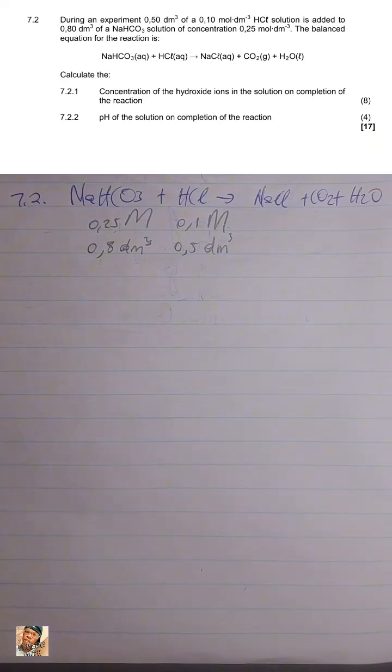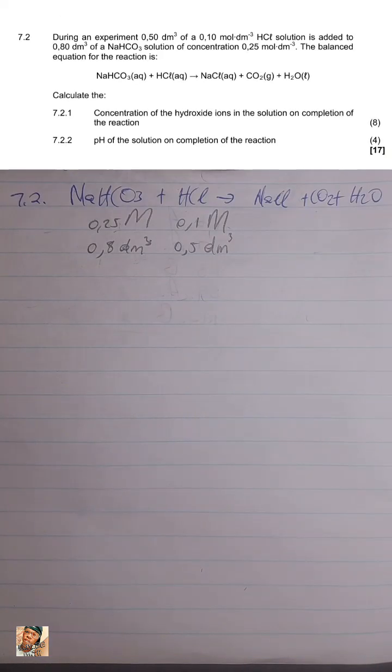So the question is, calculate the concentration of the hydroxide ions in the solution on completion of the reaction. When they're talking about the completion of the reaction, they're talking about titration or neutralization. Because this is an acid and a base reaction, they're going to react with each other to neutralize each other. That means it's either going to be the base balancing the acid or vice versa, the acid balancing the base. How are we going to know? We are going to read the information that has been given.